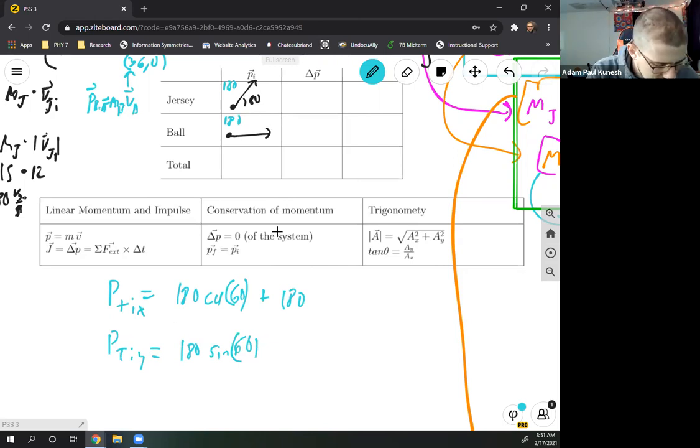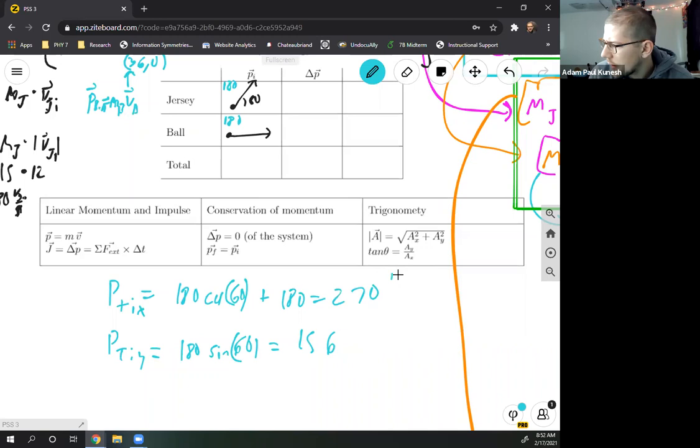So 180 cosine 60 plus 180 is 270. Should have seen that one coming. So 270 in the x direction. And 180 sine of 60 is, I don't remember my unit circle. I'm too stubborn. All right, 155.8. So 156.